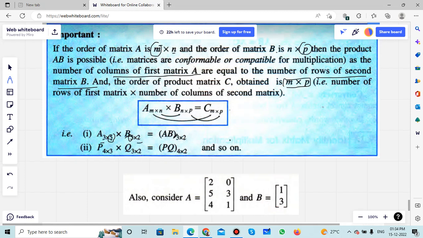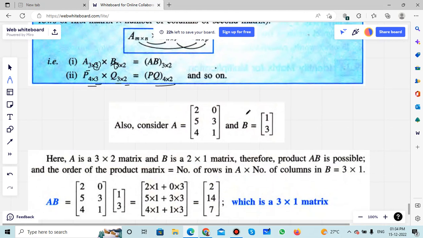If AB is 4 cross 3 and 3 cross 2, or we can say 4 by 3 and 3 by 2, the 3 and 3 are the same, so the product will be 4 by 2.